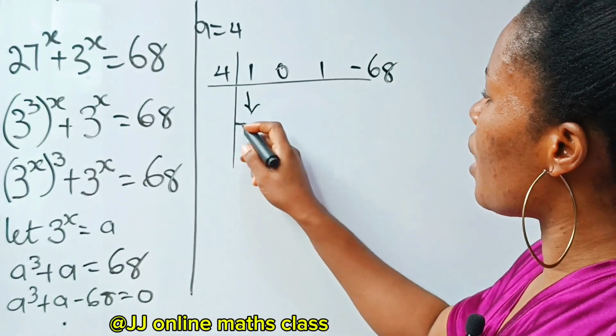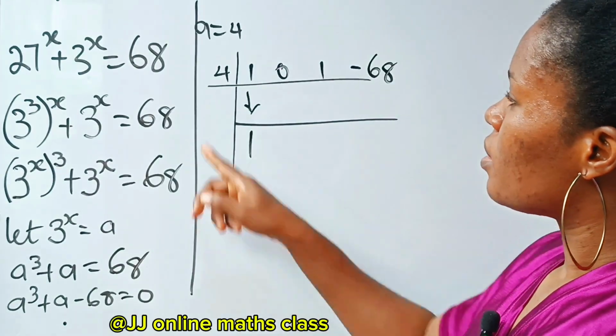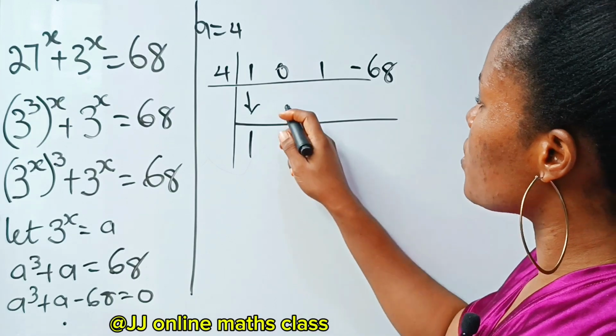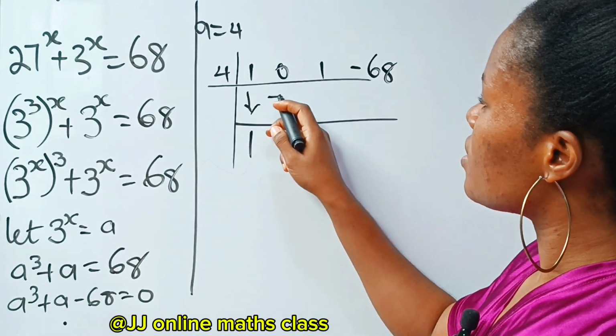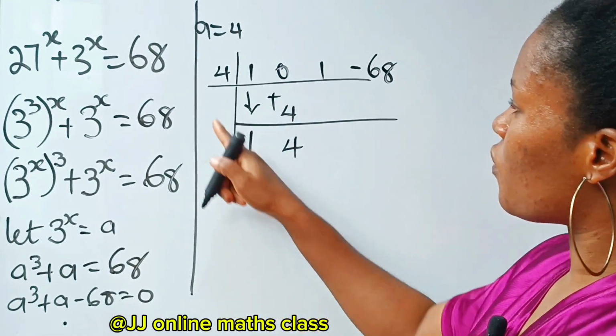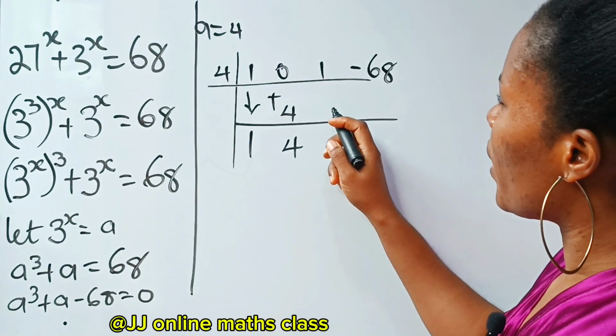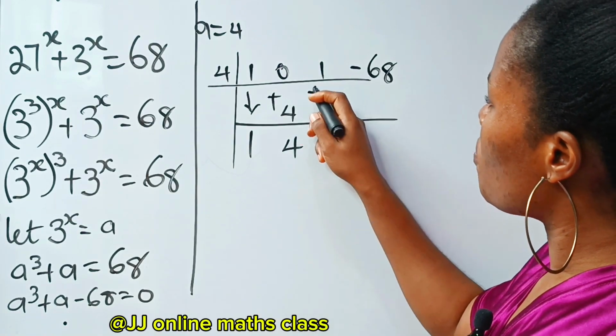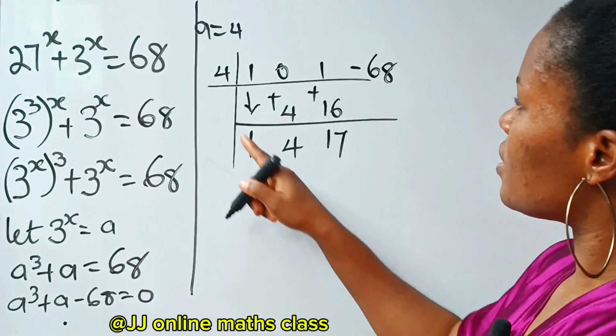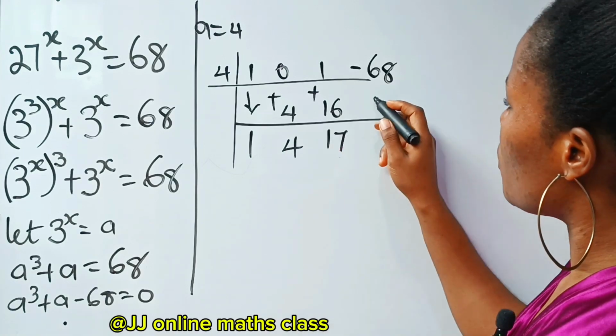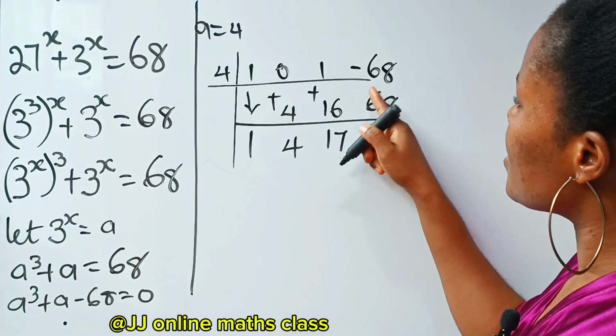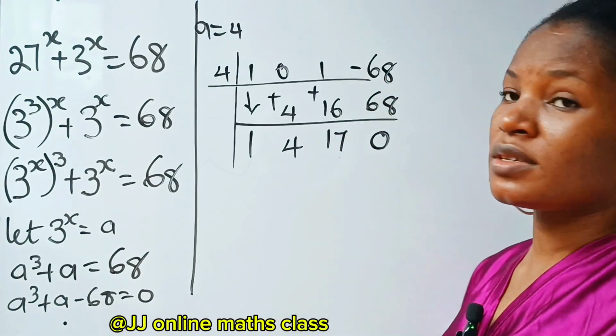So we are going to bring down 1. Now 4 times 1 will give us what? 4. We add 0 plus 4 will give us 4. 4 times 4 will give us 16. Now 1 plus 16 will give us 17. 4 times 17 will give us 68. Minus 68 plus 68 will give us 0.